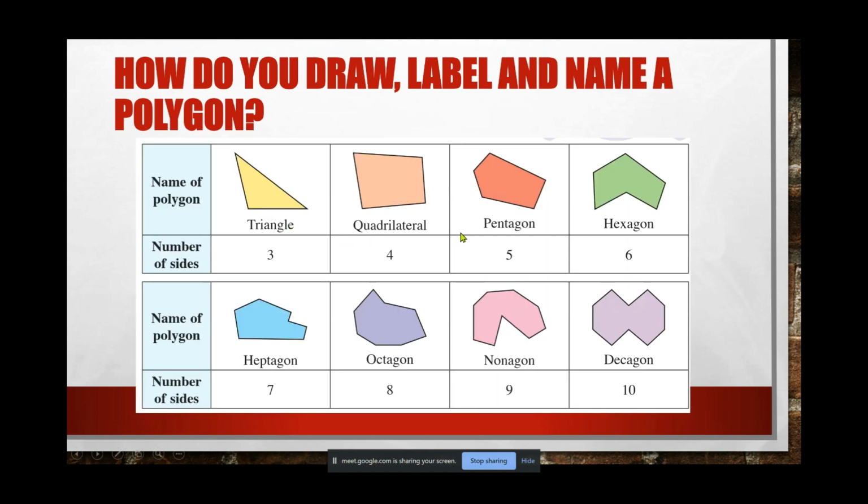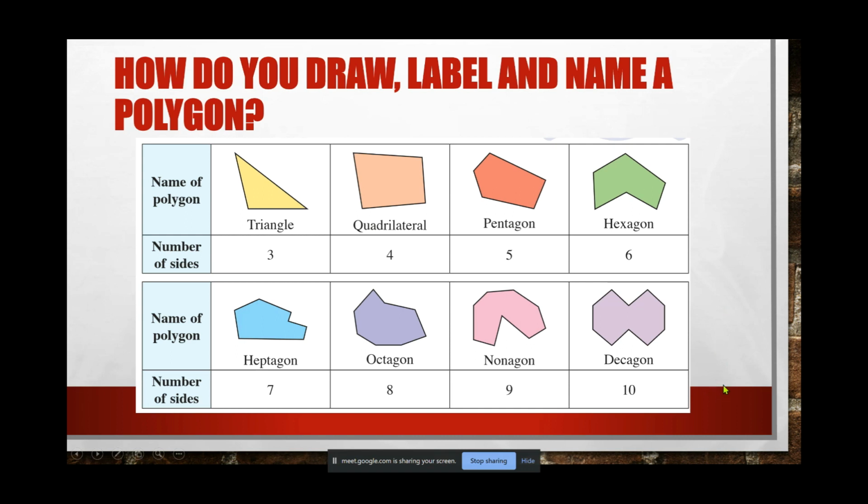Do we have a name for 11 sides, 12 sides, and so on? What do you think? Do we have it? Actually, yes, we have it, but I think it's up to 12 sides only. You can search online for the name of the polygon with 11 sides and 12 sides. But it's not in the syllabus, so you don't have to memorize those. You just need to memorize up to decagon only.